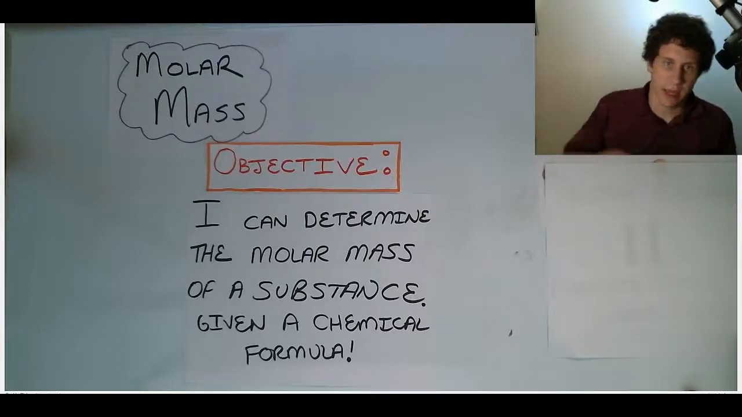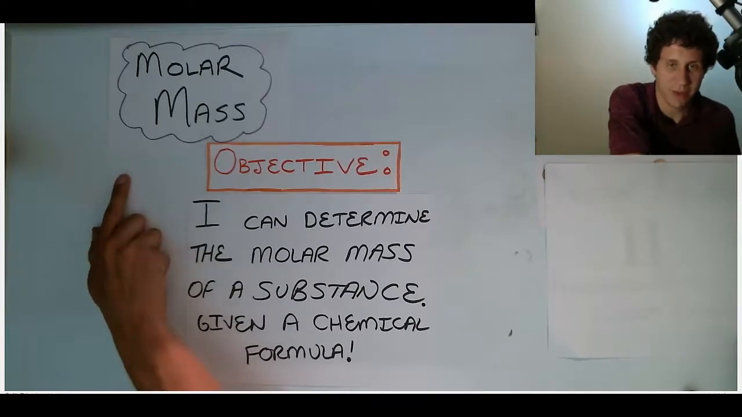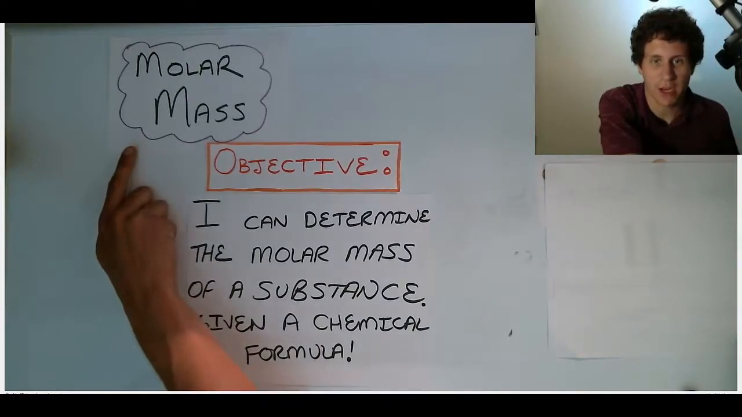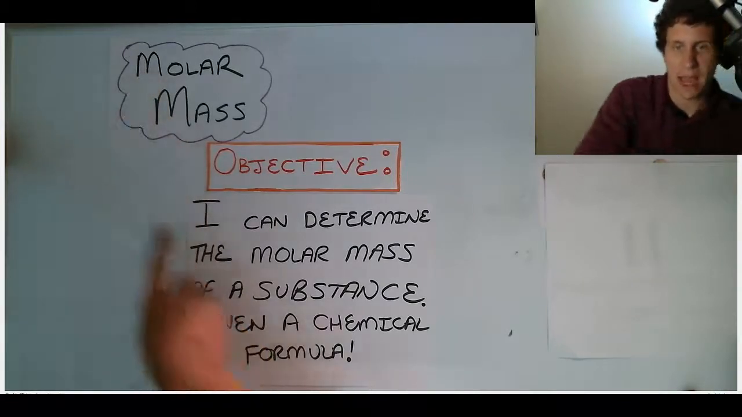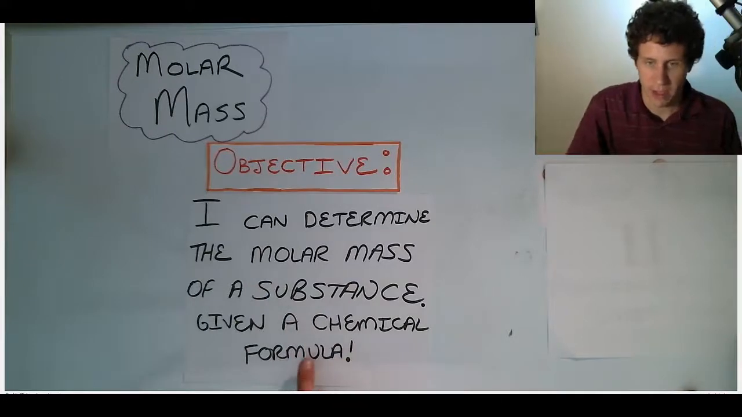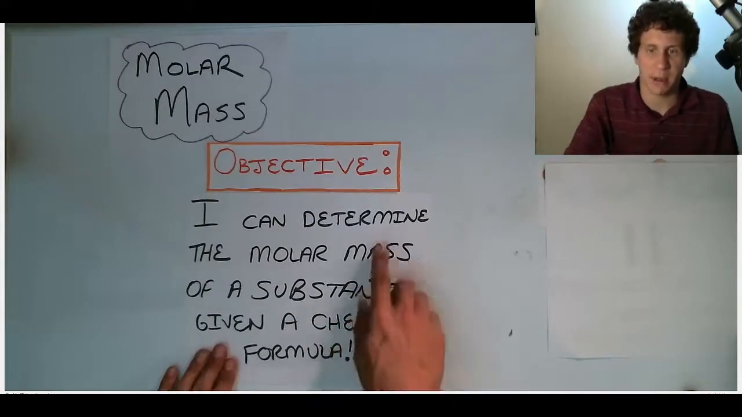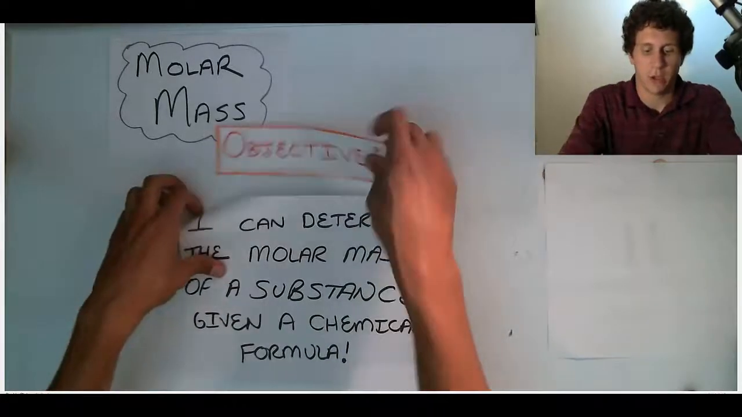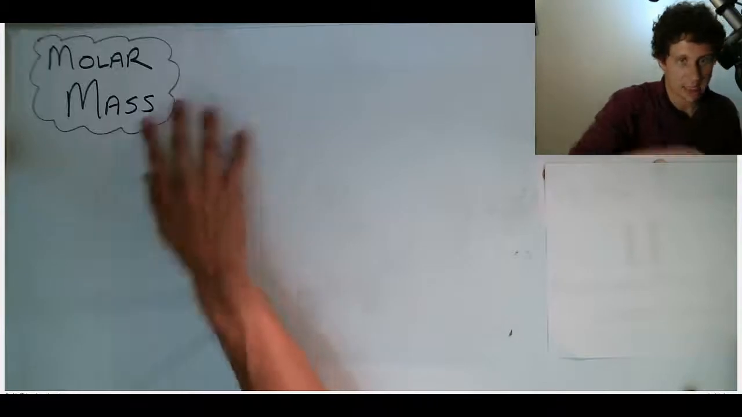Alright guys, welcome back. Today we're going to look at a concept known as molar mass. If you can kind of tell from the name what we're going to be talking about today, it's the mass of 1 mole of a given substance. So I can determine the molar mass of a substance given a chemical formula. It's an important idea. We have to know what the chemical formula of that substance is to be able to determine this.